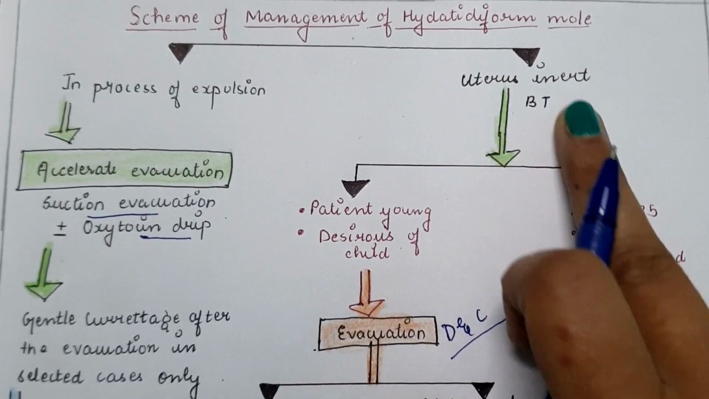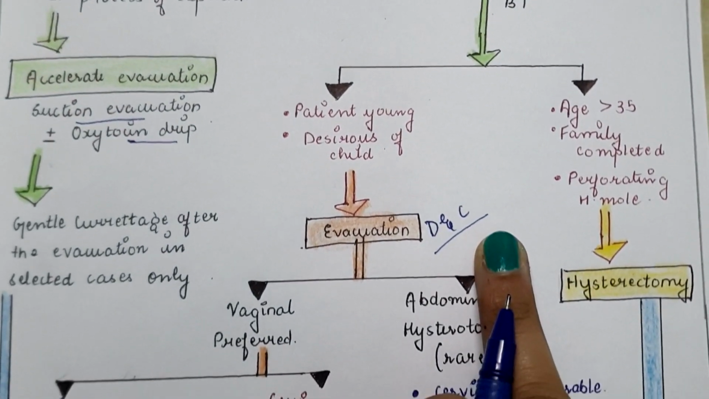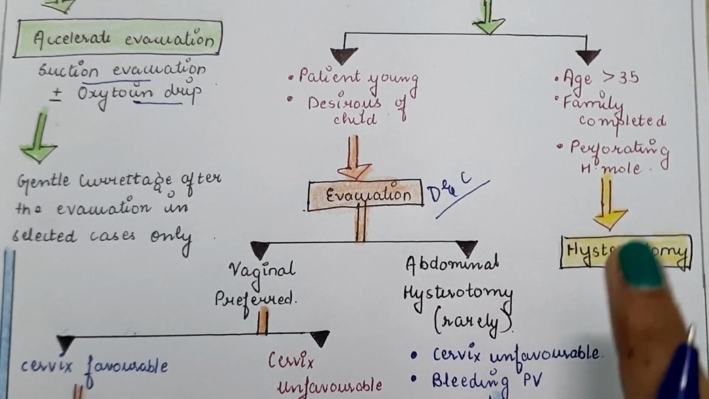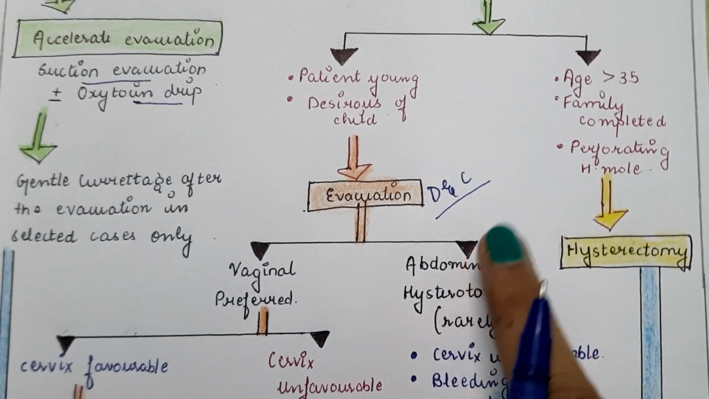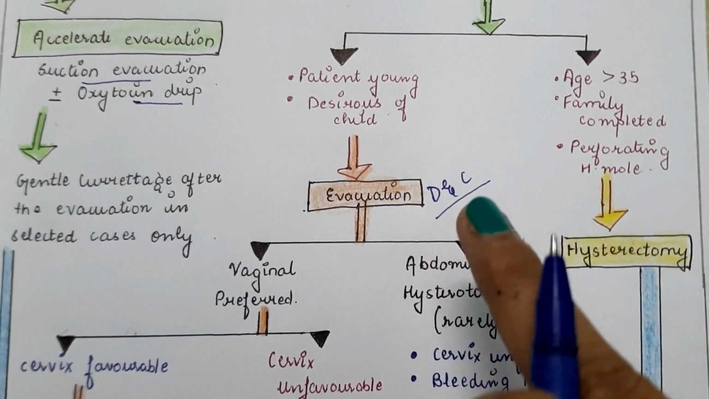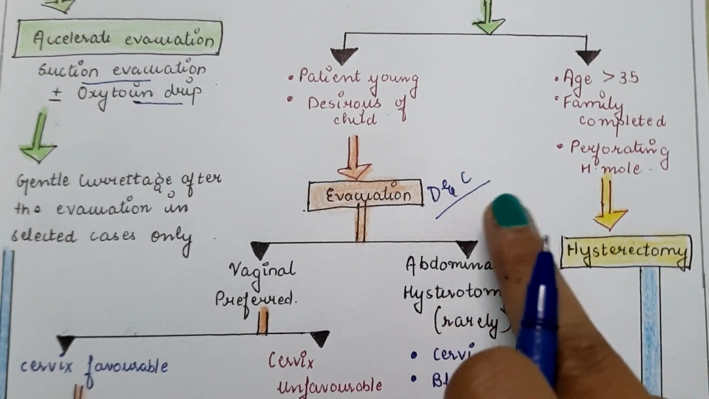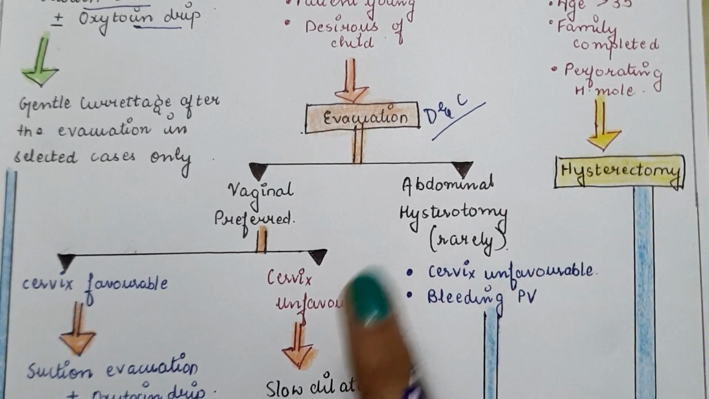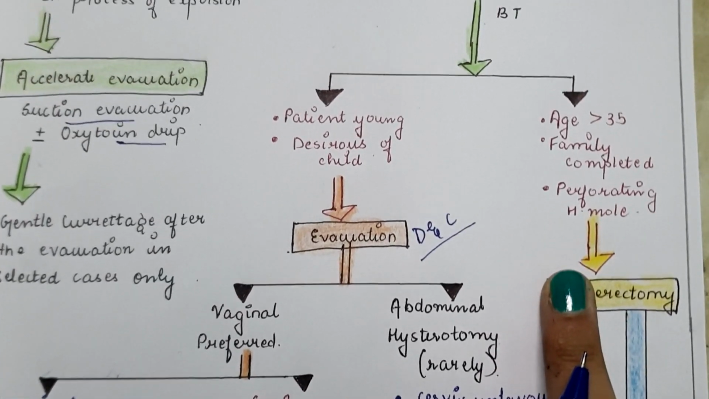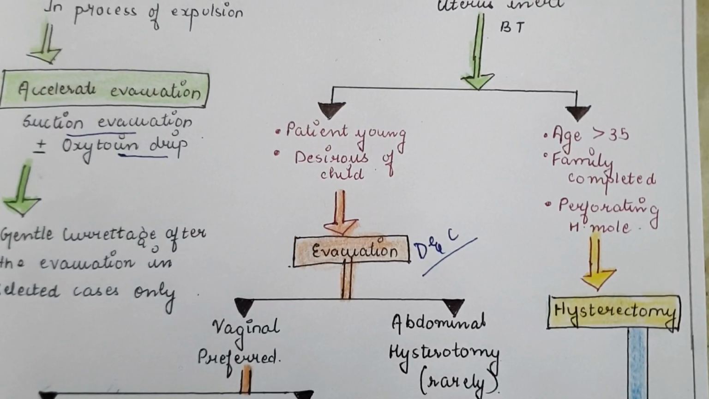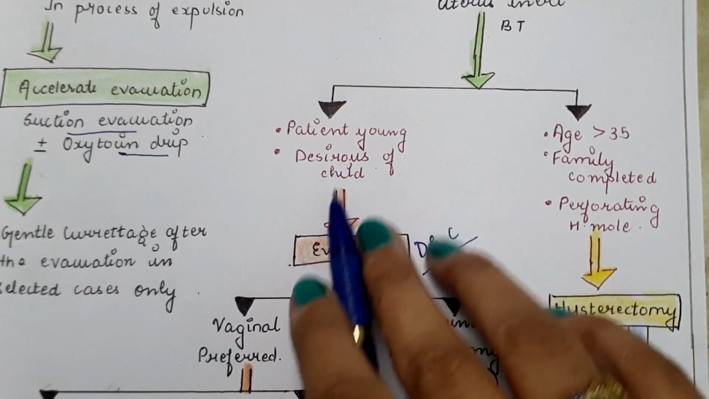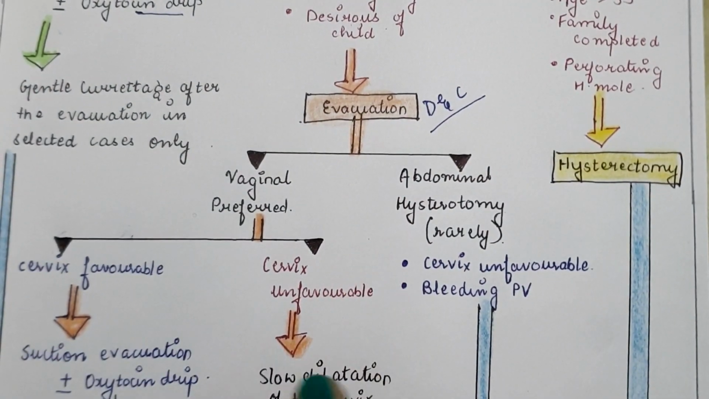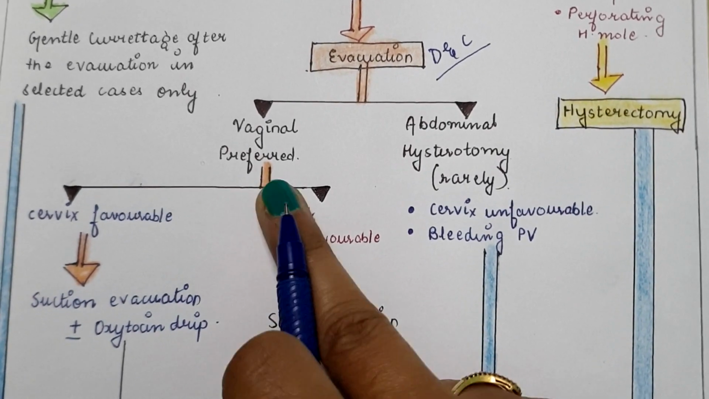In that case, blood transfusion should be done, and if the age of the mother is more than 35 years and the family is completed and the mole is perforating or invasive, perforating meaning which causes holes in the uterus, that is also known as invasive hydatidiform mole, in that case hysterectomy should be done, meaning removal of the uterus. But if the patient is young and wants the child, in that case evacuation should be done. Evacuation of the content of the uterus and vagina is preferred.